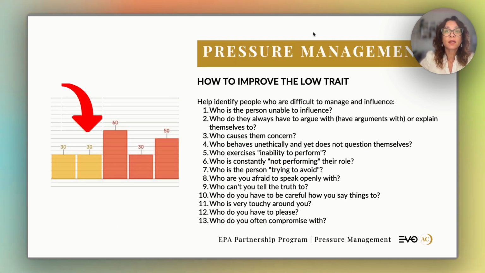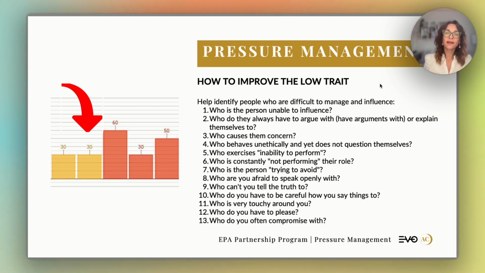When someone has a low pressure management trait, how do we help them? So we can ask these questions. Some of these questions are in the test, so they will have already answered similar questions, and this is why they got a low pressure management score. Okay, we need to help them identify a name, 2 names, 3 names, hopefully not, maybe just 1. And we can ask these questions.